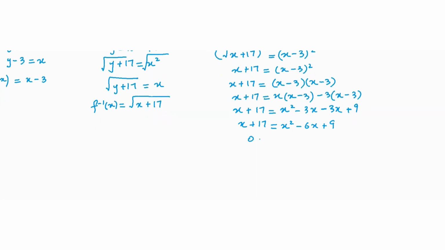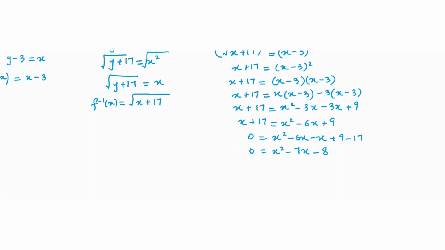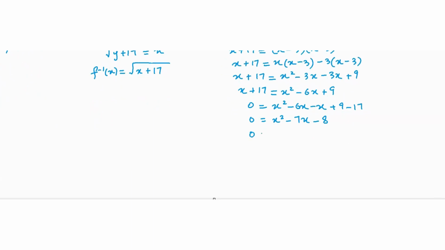Now collect all of the terms on one side. So that's going to be x squared minus 6x minus x plus 9 minus 17, which is going to equal x squared minus 7x minus 8. So now we factorize this quadratic equation. So that's going to be x squared minus 8x plus x minus 8, which is going to be x bracket x minus 8, because we factor by grouping, and in factor by grouping, we split the equation into two groups.